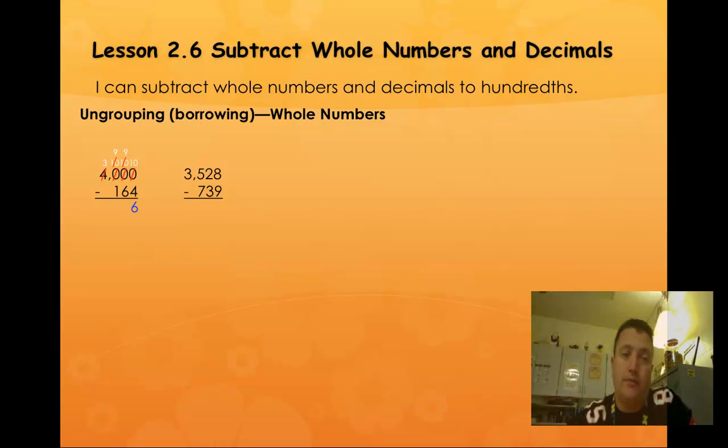Whoop! Here we go. 10 take away 4 is 6. 9 take away 6 is 3. 9 take away 1 is 8, comma, 3. 3,836. Piece of cake. And if I'm going too fast, just pause and look at what I did and see if you can figure it out. You can always rewind.